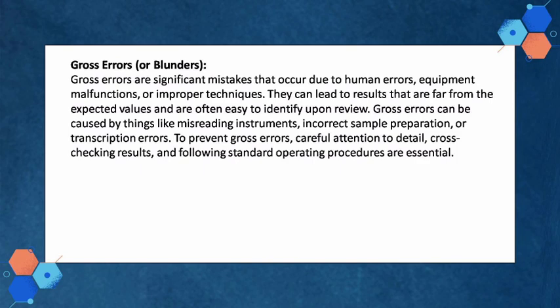Second, gross errors or blunders. Gross errors are significant mistakes that occur due to human errors, equipment malfunctions, or improper techniques. They can lead to results that are far from the expected values and are often easy to identify upon review. Gross errors can be caused by things like misreading instruments, incorrect sample preparation, or transcription errors. To prevent gross errors, careful attention to detail, cross-checking results, and following standard operating procedures are essential.